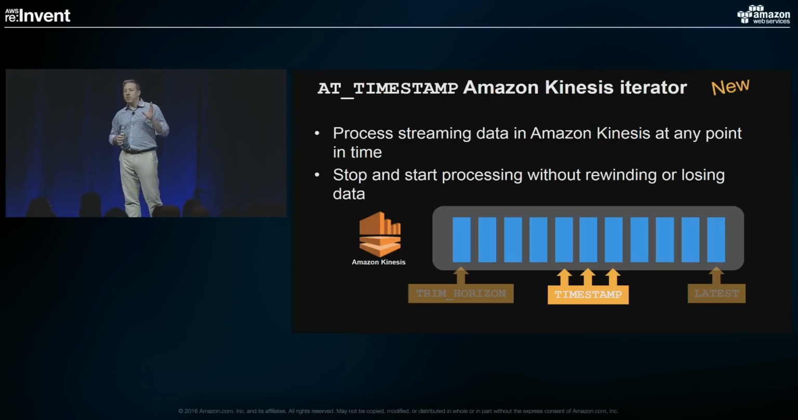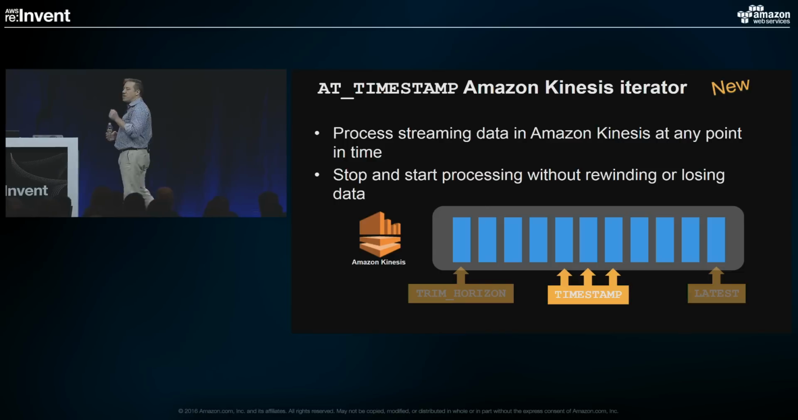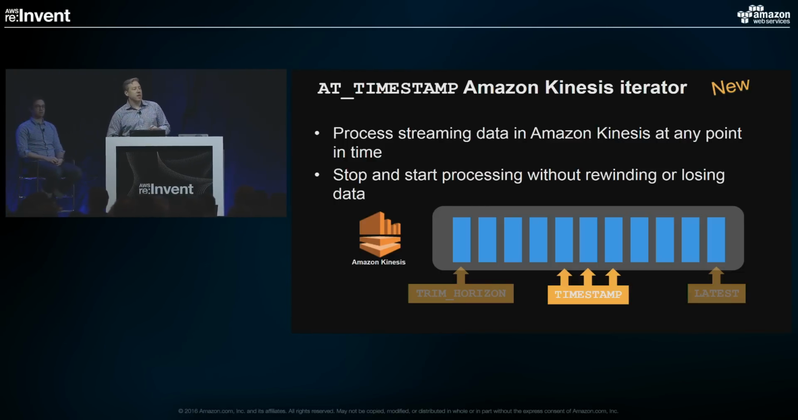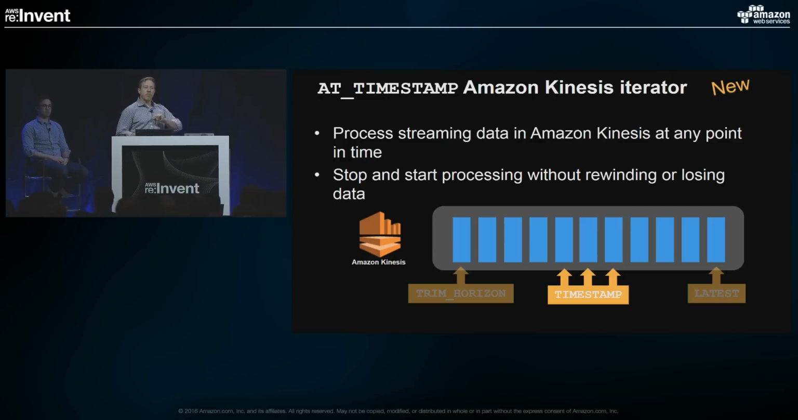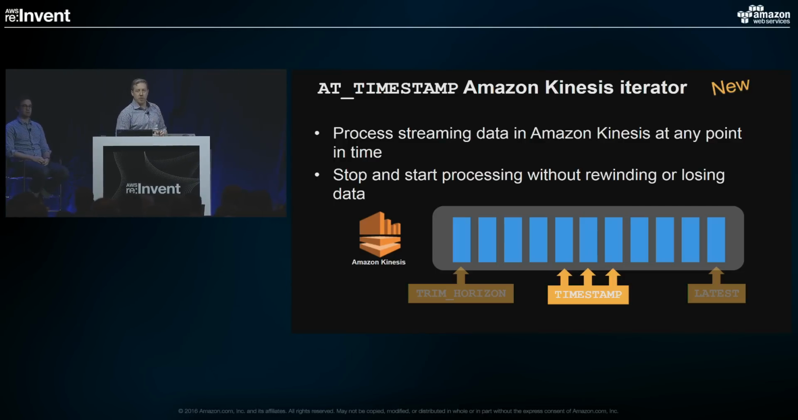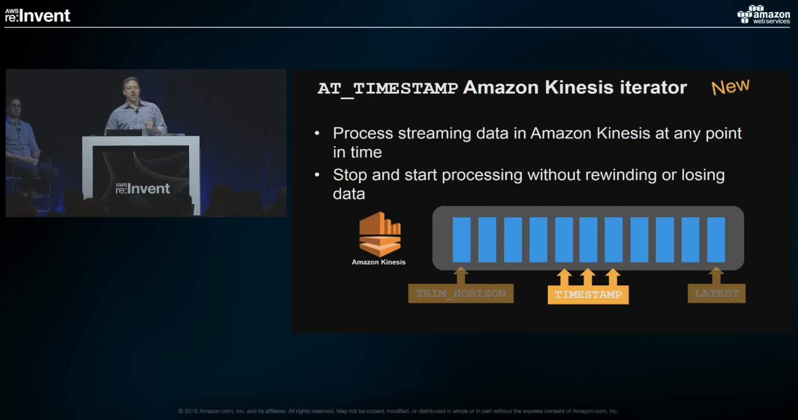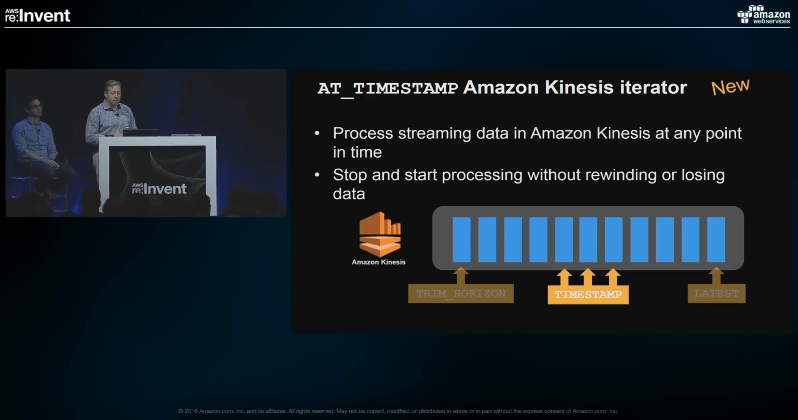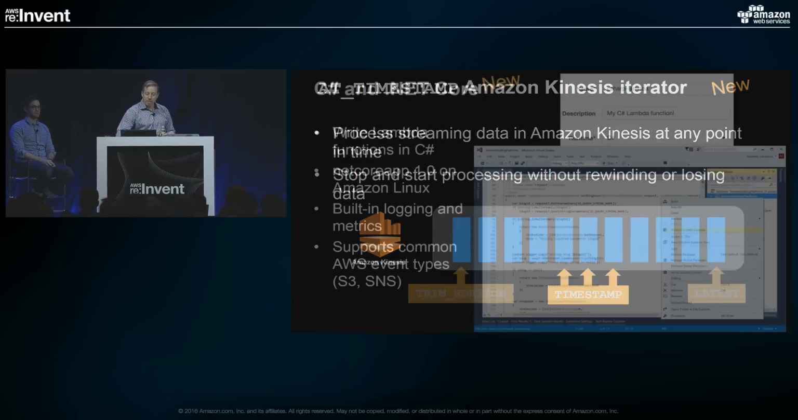At timestamp is not just another iterator type. It's also really important because it gives you some great new capabilities. You can disable the stream and then come back and enable it again, picking up exactly where you left off. You can also decide to essentially roll forward or backwards if there's some events in there that you don't need to read. So it's a much more flexible mechanism for positioning and placing yourself within streaming data. So we're really excited about that.